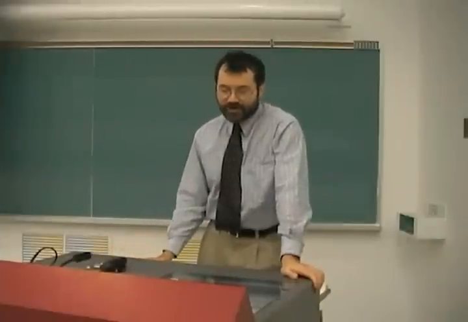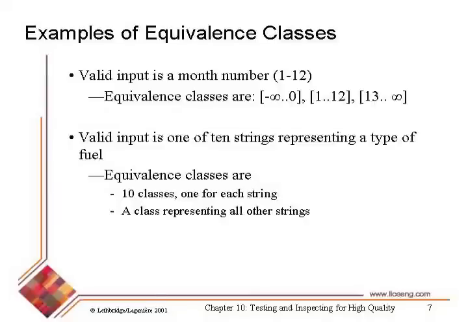What if I have 10 strings representing a type of fuel? Type of fuel: coal, gasoline, propane, natural gas, whatever. Ten possibilities. This is a system that is dealing with computing the energy content of fuel, for example. There are 10 possibilities it can work with, and I have to type in a string. That's the way the system works. What are the equivalence classes?